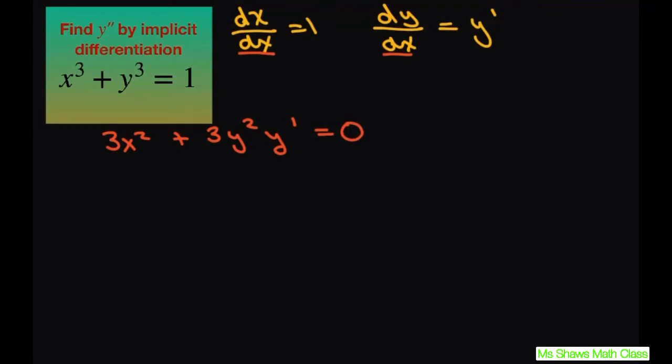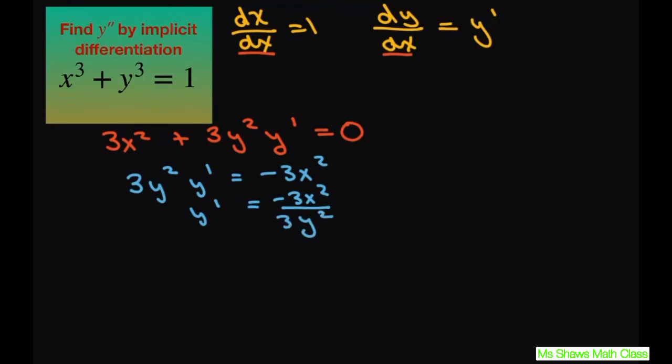All right, so now we're going to solve for y prime. So we have 3y squared y prime equals negative 3x squared. Divide both sides by 3y squared, so you get y prime equals negative 3x squared divided by 3y squared. And that just equals negative x squared divided by y squared. This is your y prime, and that's our first derivative.